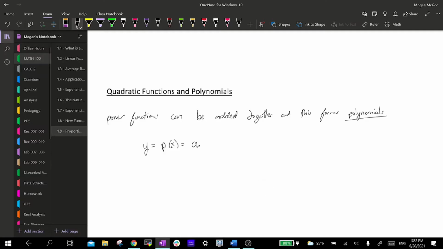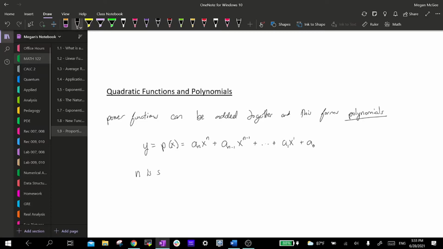So we have a sub n times x raised to the n plus a sub n minus 1 times x to the n minus 1 plus, and so on, plus a sub 1 x to the 1 plus a sub 0. Technically x to the 0, but anything raised to the 0 is 1, right? So we typically don't write x to the 0. Alright, so I said we were going to deconstruct this.